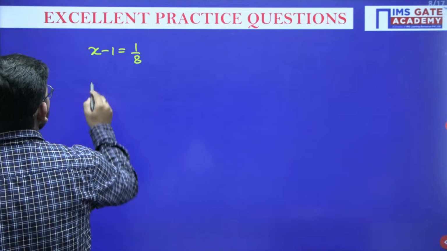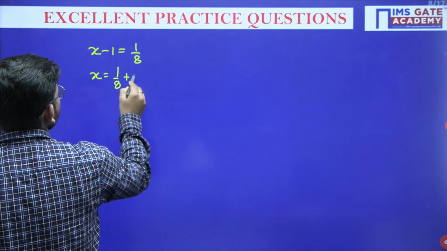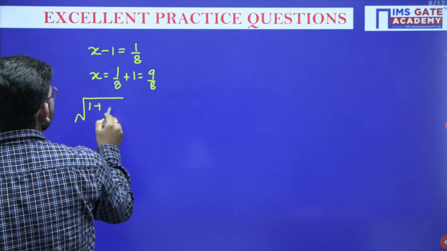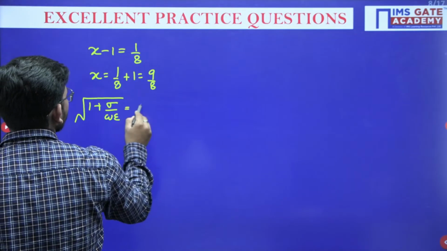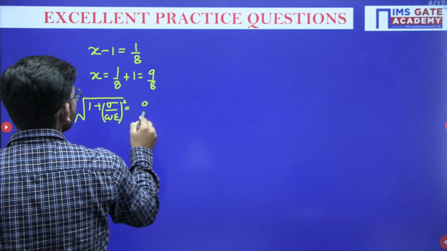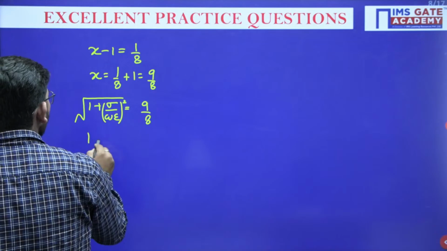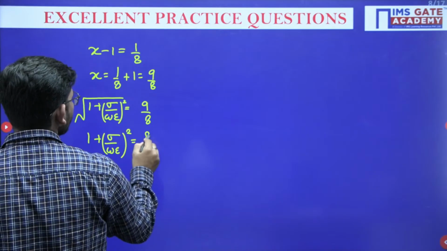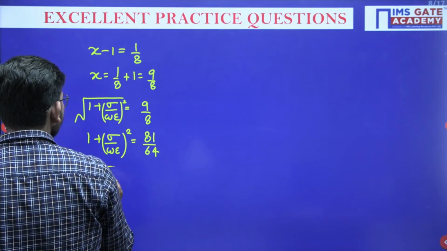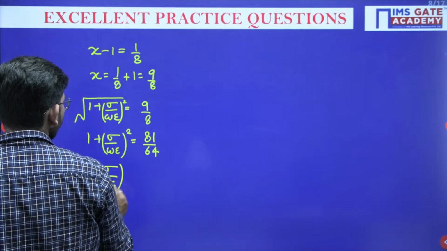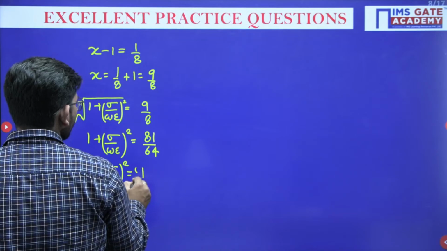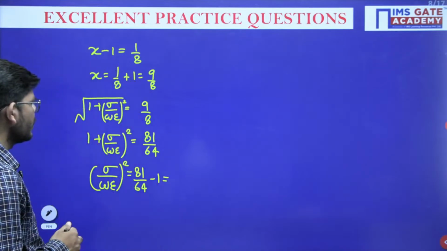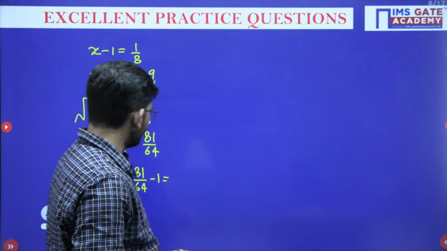What is x? So x will be 1 by 8 plus 1, that is 9 by 8. And we have assumed that x is 1 plus sigma upon omega epsilon, whole square. Now this equals 9 by 8. Just square it. On squaring, sigma upon omega epsilon square will then become 81 upon 64 minus 1, or 81 minus 64 upon 64.